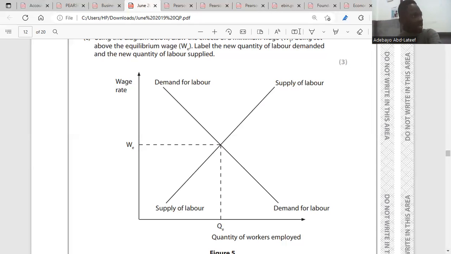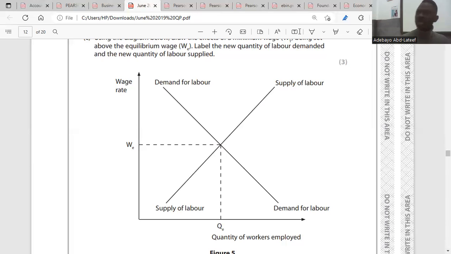This is QE. You are seeing QE, right? So in front of QE, you're going to have QS, because the supply of labor would have shifted rightward. Then the demand for labor will shift leftward. Why? Because firms will not be willing to pay more. An increase in the minimum wage rate means that firms have to pay more to workers. This will reduce the number of workers firms are willing to employ. So the quantity demanded for labor will fall, shifting it leftward, below QE, behind QE, sorry.